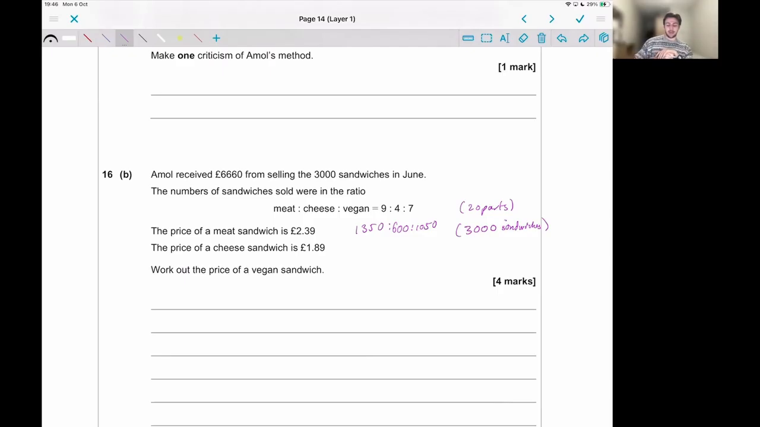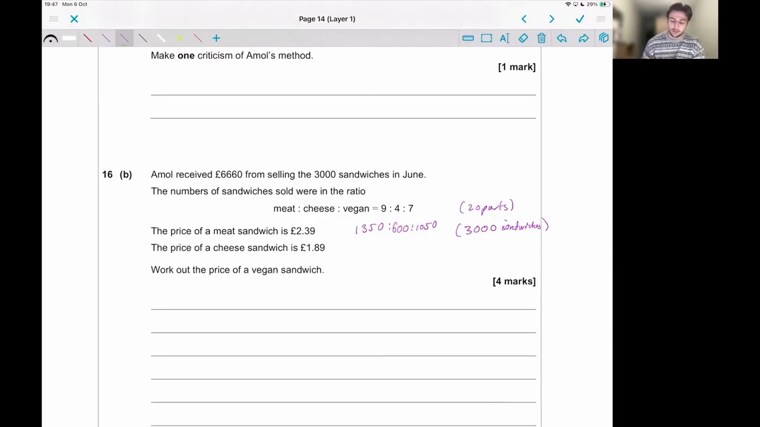So it's just better to get into the habit of using it when you have it. So that's how many sandwiches he actually sold of each type. He sold 1350 meat, he sold 600 cheese, and he sold 1050 vegan. Now we can work out how much money he made from the meat and the cheese, and then we can work out how much money is left to work out how much the vegan sandwich cost.